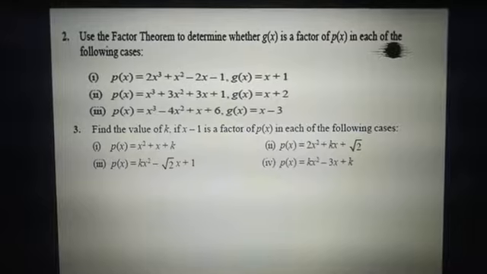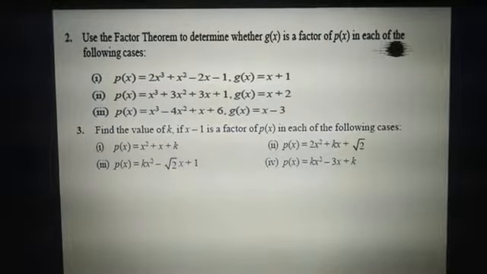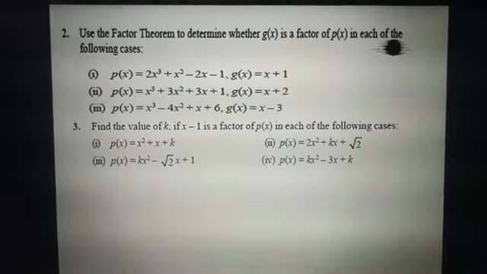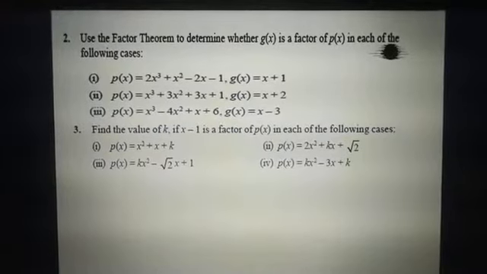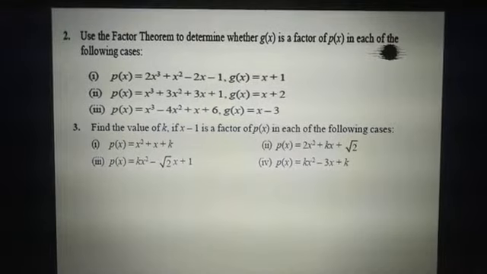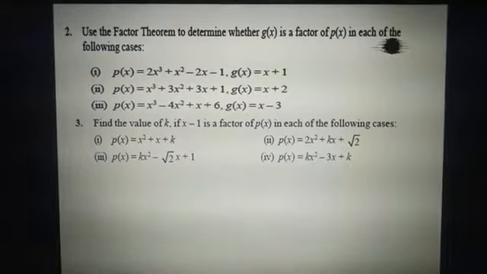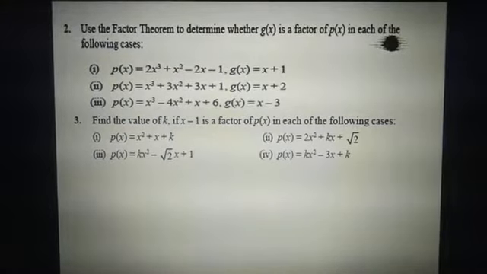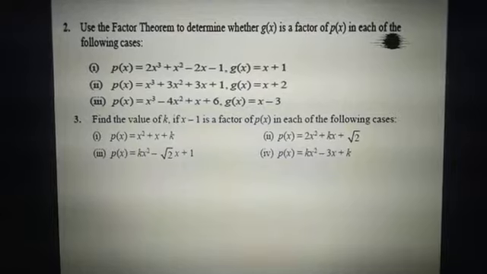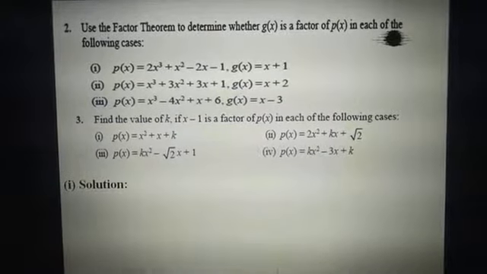Third sum. Find the value of k if x minus 1 is a factor of p of x in each of the following cases. Here, in the sum itself, they have given that x minus 1 is a factor. Find the value of k. Now I am going to explain the first one.